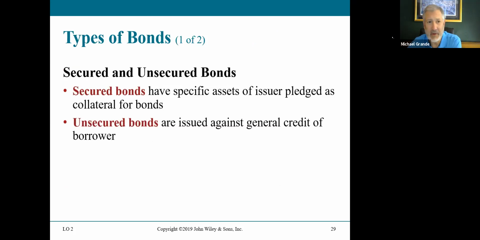We have two types of bonds. A secured bond. They have specific assets of issuer pledged as collateral for the bond. So if the corporation or the university does not make the payment, the bondholder can go after the assets that were pledged. Secured bond. Unsecured bonds are issued against general credit of the borrower. No collateral.